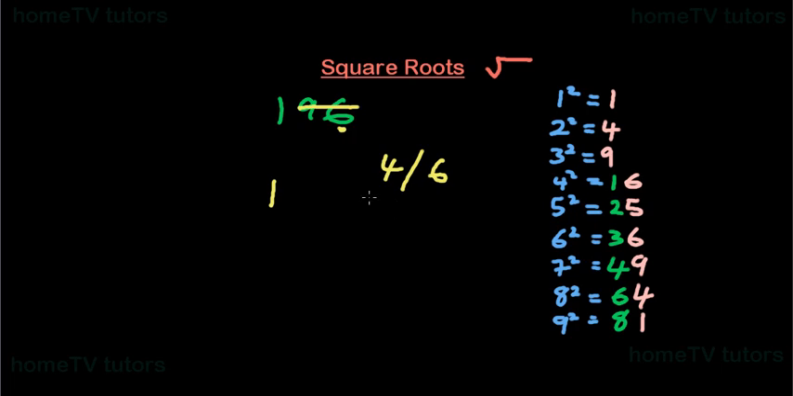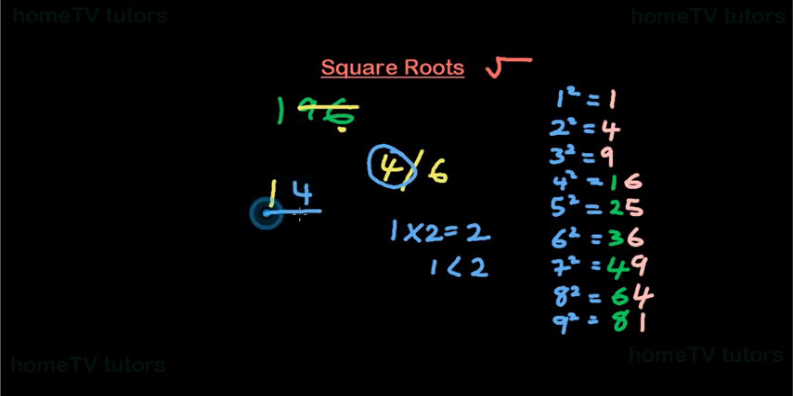Then the next number after 1 is 2, so you multiply that with the 1, so you have 1 times 2, which is 2. Okay, so since 1 is less than 2, then we pick the lesser number 4. So the square root of 196 is 14.